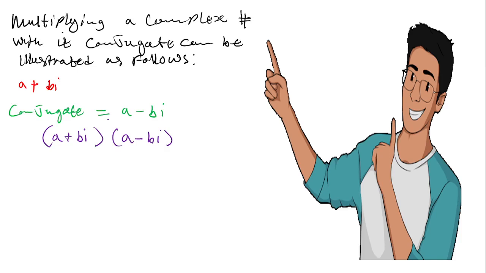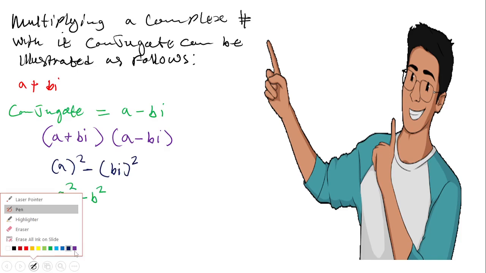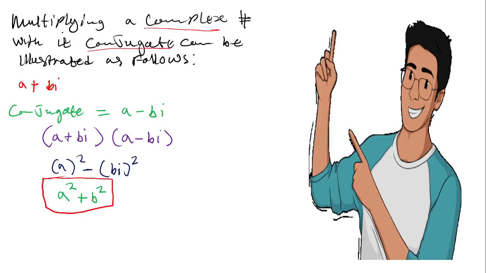bi squared. But you really know that i squared is negative 1. I'm pretty sure you are able to remember that. So if i squared is negative 1, a will maintain its position as a squared. Since i squared is negative 1, this will be multiplied by that, and it's going to be positive b squared. This is what normally happens when you multiply a complex number with its conjugate.